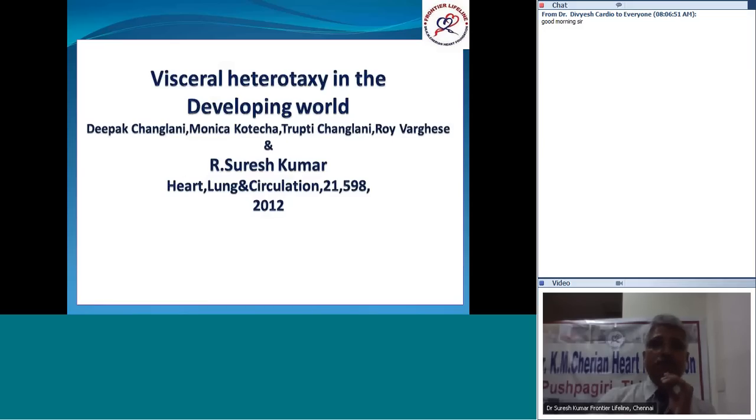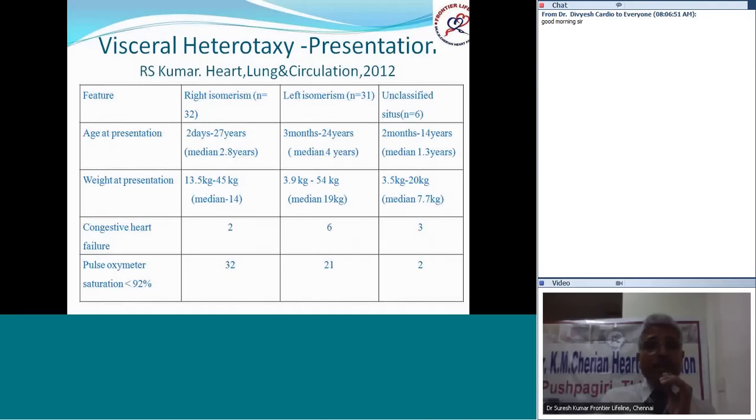This is a paper that we had published this year, where we had found that in India, the presentation is of course at a later age compared to what is reported in literature, mainly because the critically ill small babies die, and the median age of presentation of right isomerism is still a little lower than the left. And congestive heart failure is more likely to occur in left isomerism, and cyanosis is more likely to occur in right isomerism than in left isomerism.